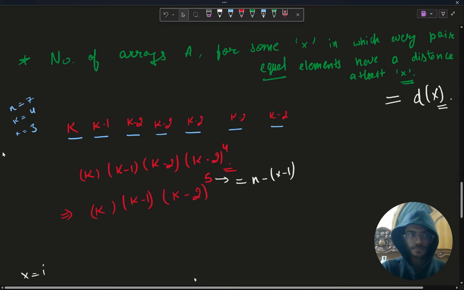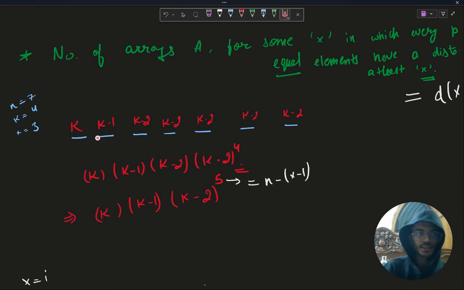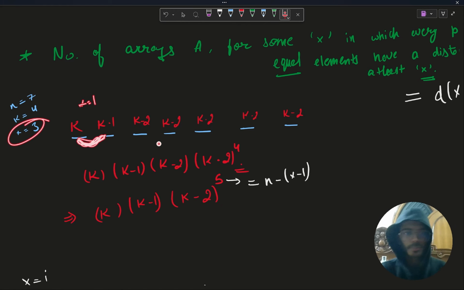So for that, let's say these are some conditions which we just use to derive the formula for calculating D. Let's say n is 7, k is anything, doesn't matter, and x is equal to 3. So we're trying to calculate for x equal to 3. How would we calculate? For the first element, we have k options to put down, right? There's no constraint, we just put anything we want. For the second element, we have k minus 1 options, right? Because these two cannot be equal. If they are equal, then the distance is 1, but we want it to be at least 3.